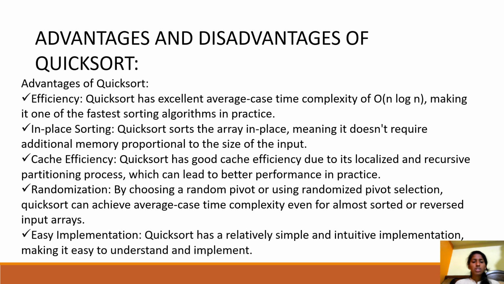Randomization. By choosing a random pivot or using randomized pivot selection, quicksort can achieve average case time complexity even for almost sorted or reversed input arrays. Easy implementation. Quicksort has a relatively simple and intuitive implementation, making it easy to understand and implement.